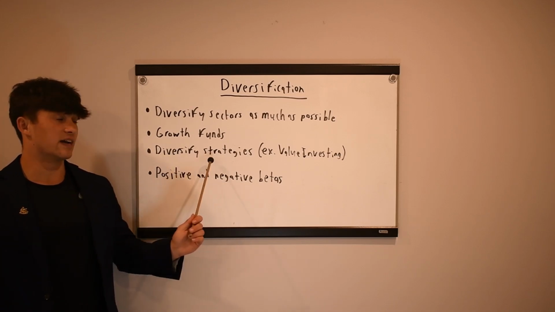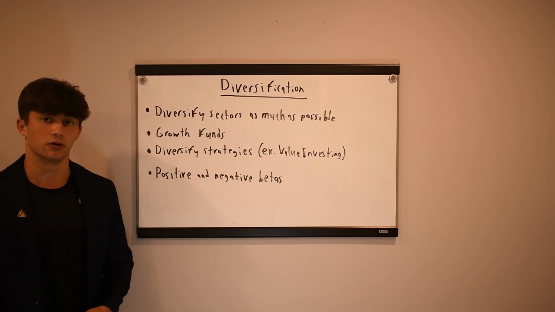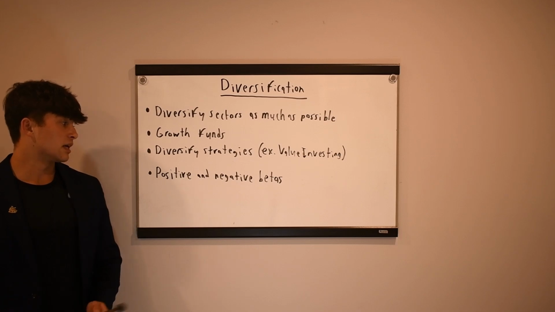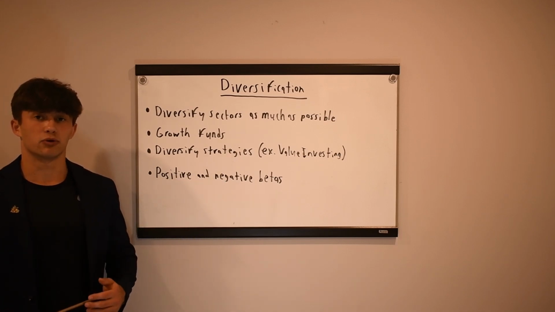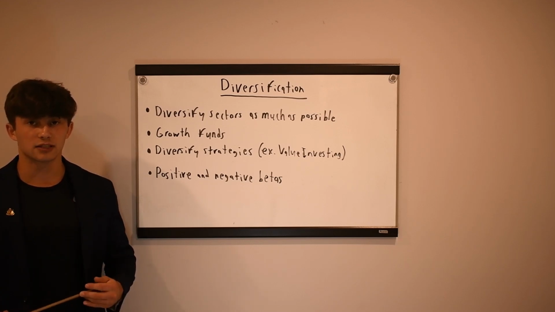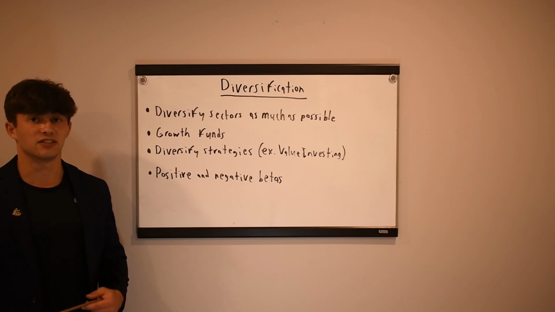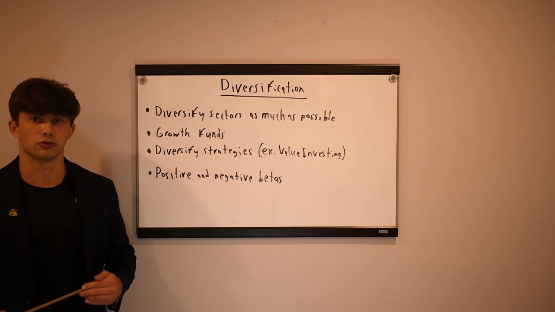Next, you can diversify investment strategies. For example, you can include value stocks in your portfolio alongside your growth stocks. And lastly, you can find stocks with positive and negative betas. If you remembered our last video, we can use beta as a way to filter out and find growth stocks. So including stocks with positive and negative betas can be beneficial to reduce our losses in market downturns.